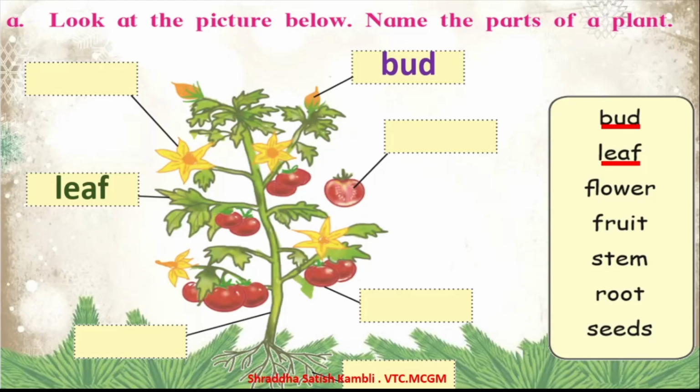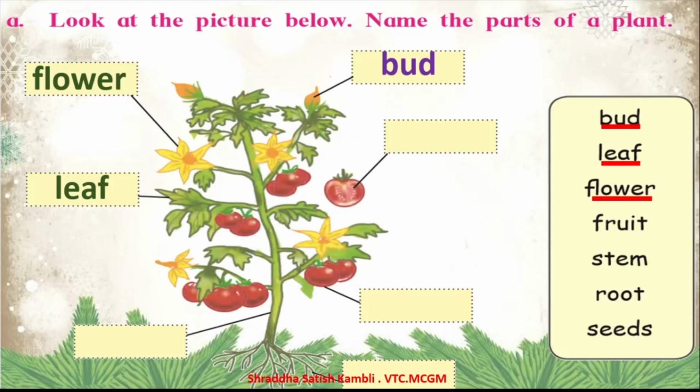L-E-A-F, leaf. The next one is flower. F-L-O-W-E-R. So first we have the bud, and then the bud grows into the flower. So come on, let us search for flowers here. Here I found one. Flower, flower. So come on children, count and tell me how many flowers you can see over here.